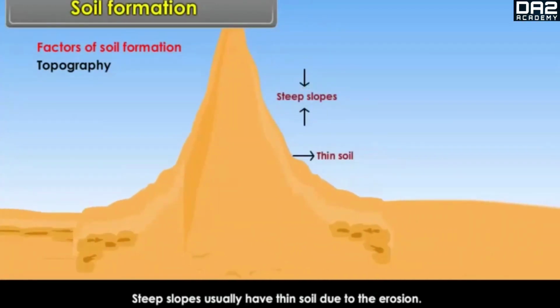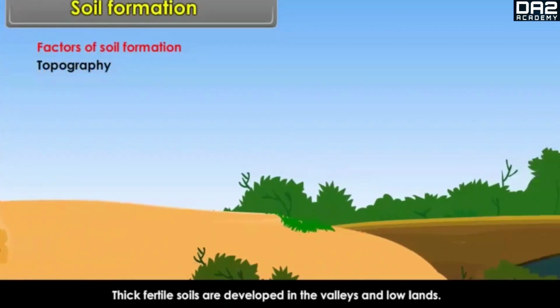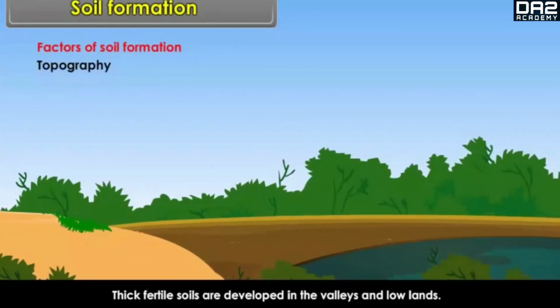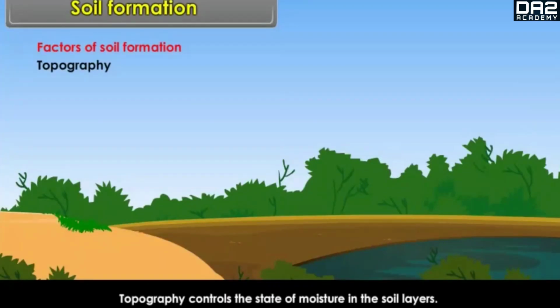Steep slopes usually have thin soil due to erosion. Thick fertile soils are developed in the valleys and lowlands. Topography controls the state of moisture in the soil layers.